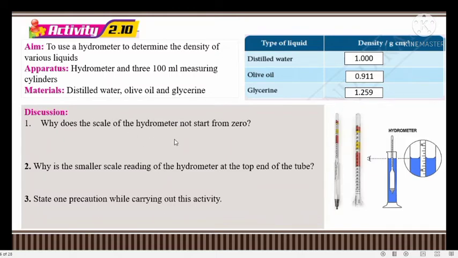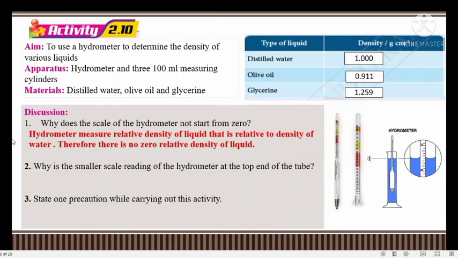Why does the scale of the hydrometer not start from 0? Remember, a hydrometer is used to measure relative density of liquid, that is relative to the density of water. The density of water is equal to 1 gram cm to the power of -3. Therefore, there is no zero relative density of liquid, so there is no zero mark on the scale of the hydrometer.